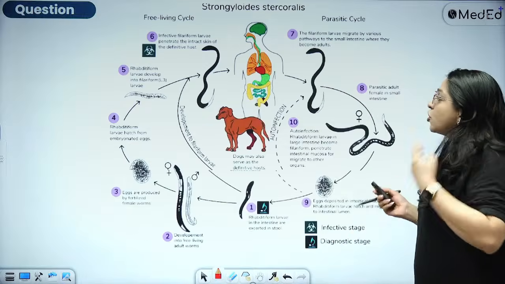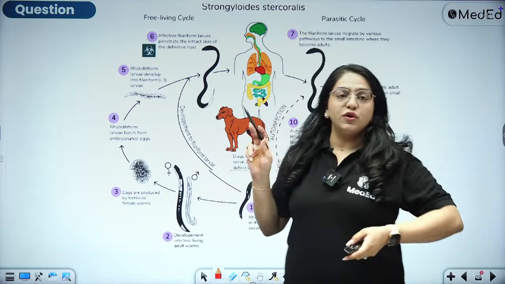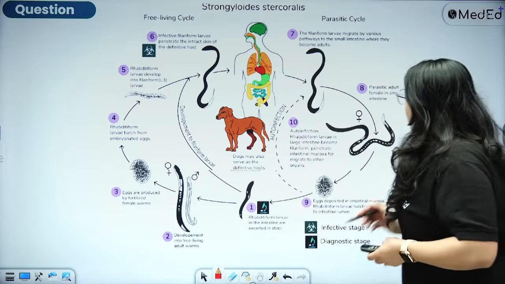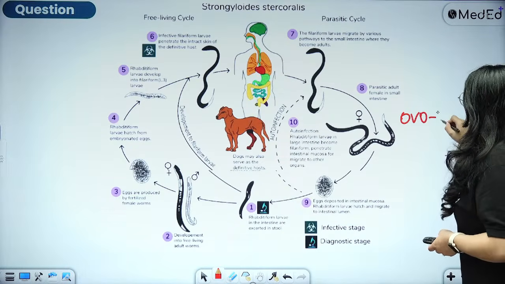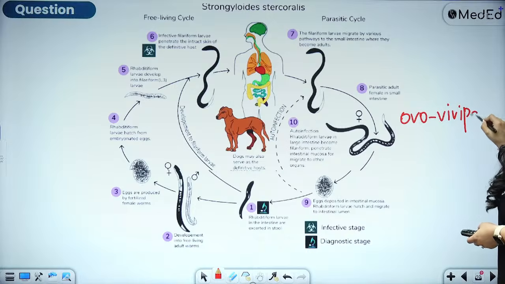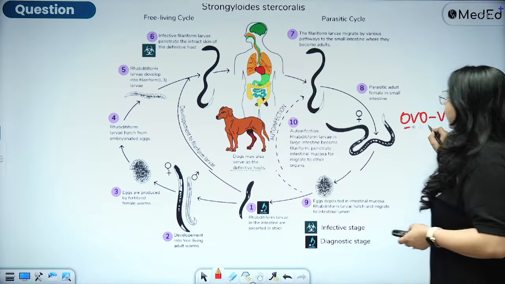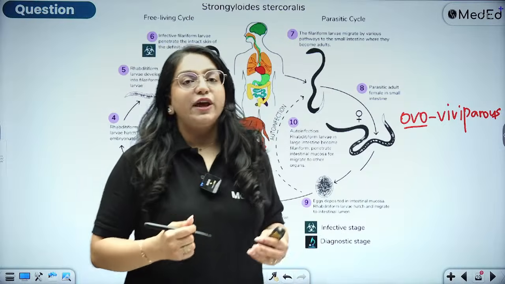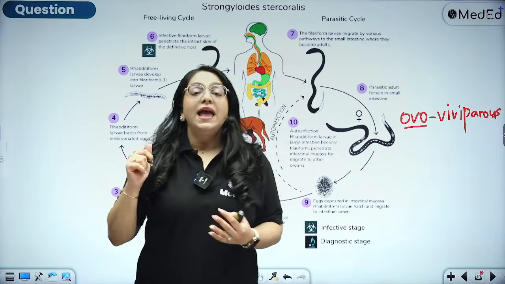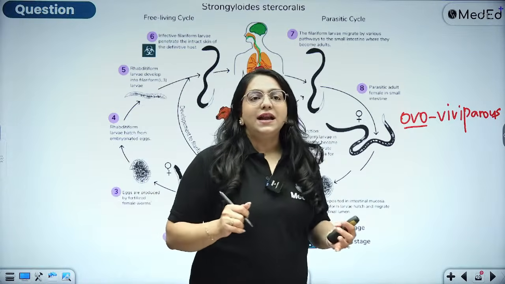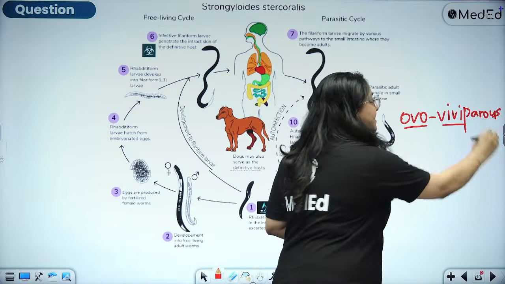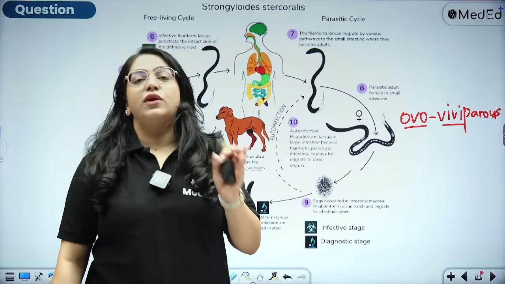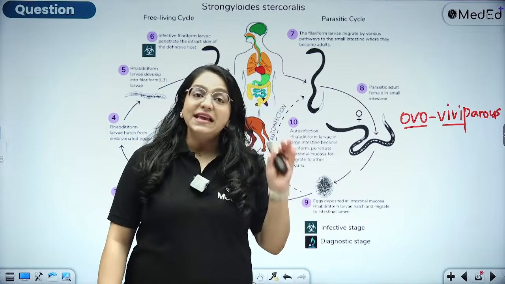Okay. So, when we look at the life cycle of Strongyloides stercoralis, we know that it's the smallest nematode and it is also ovoviviparous. What is the meaning of ovoviviparous? That it lays the eggs, but the eggs are laid in the intestine itself. They are not laid outside in the feces. And the moment the eggs are laid, they hatch out and release the larva. So what we end up seeing in the stool is always the larva of Strongyloides. We never ever find the eggs of Strongyloides.